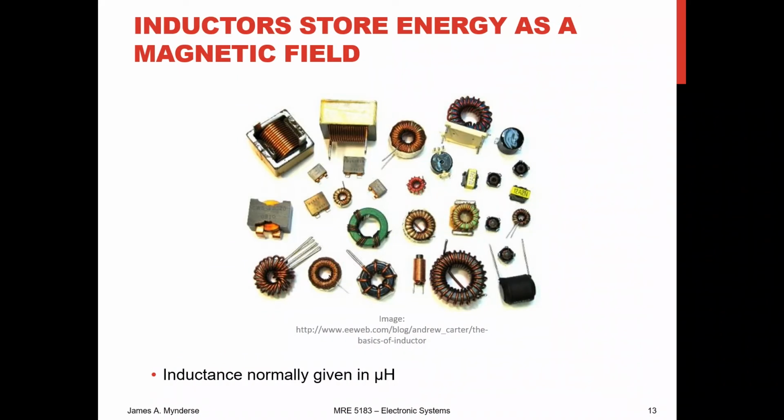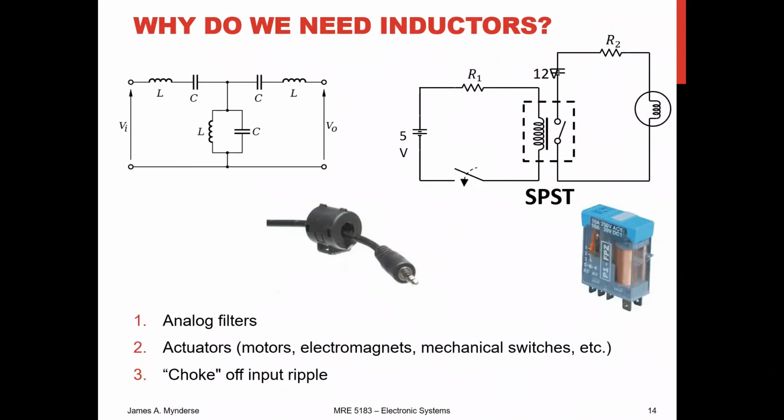Let's see, we've got inductors. We're also storing energy, this time in a magnetic field. We have things in terms of microhenries. So we will also see filters, same as we see RC filters. We could have LC filters. We can have RLC filters. We can have all sorts of different analog filters.